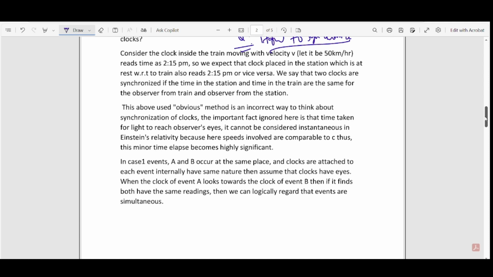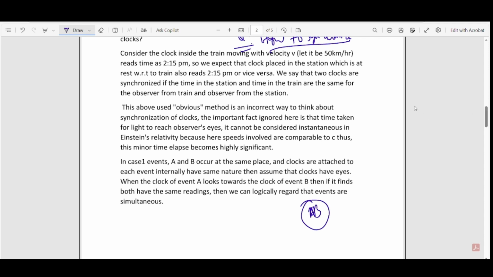Case one: two events occur at the same place, in the same inertial frame, as I have shown in the three events. So A and B both occur at the same place. I assume that both clocks have eyes and can see each other's clocks. When the clock of event A looks towards the clock of B, it finds both have the same reading because they are at the same place. Light will take no time, in 0 seconds it will reach. So we can think that the two events are simultaneous.